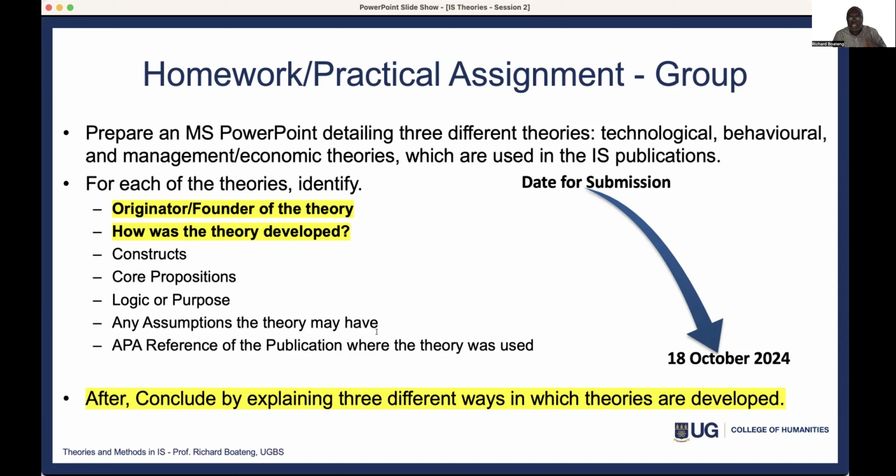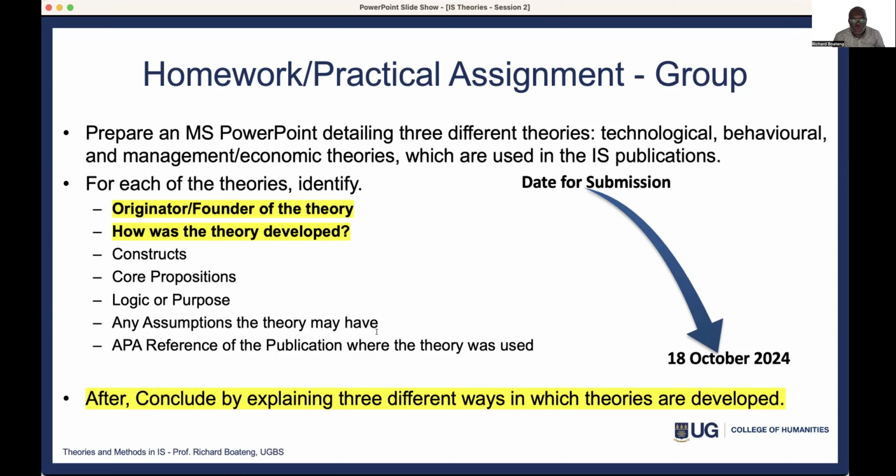Now, the last two slides, I want to see how you conclude. After you have looked at how the three different theories were developed, you come up with your own explanation of how a theory is developed in your own way. So, based on the three examples that you have selected, tell us how a theory is developed. How are theories developed?